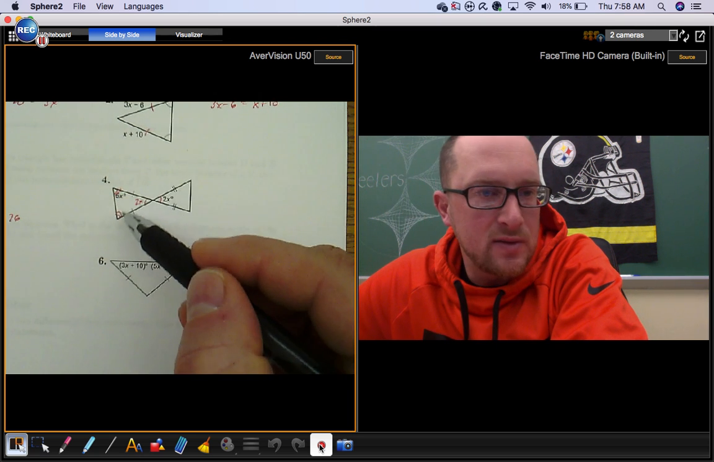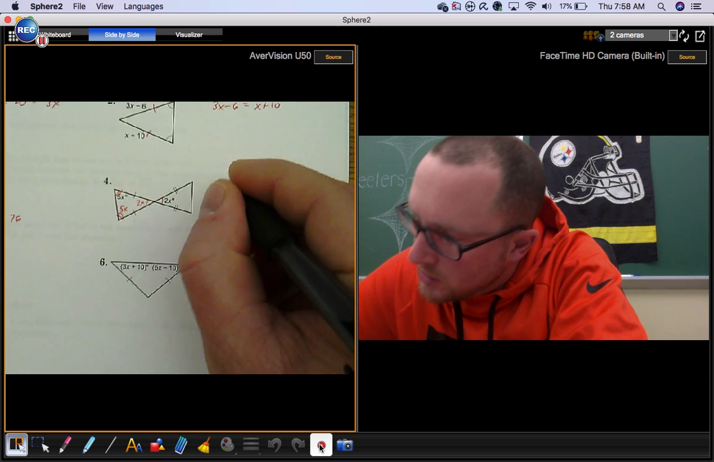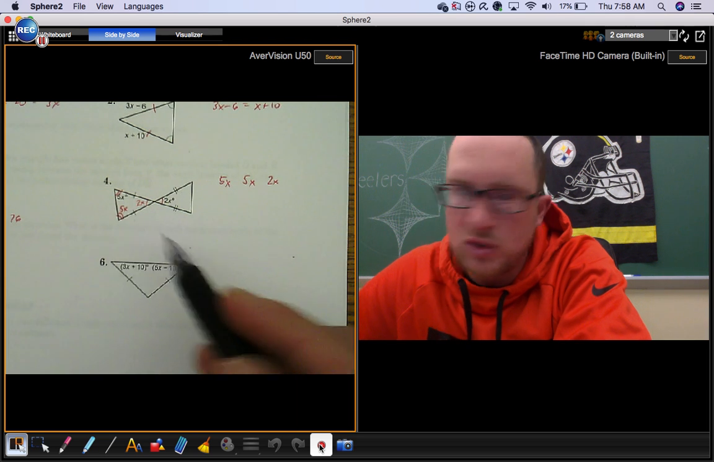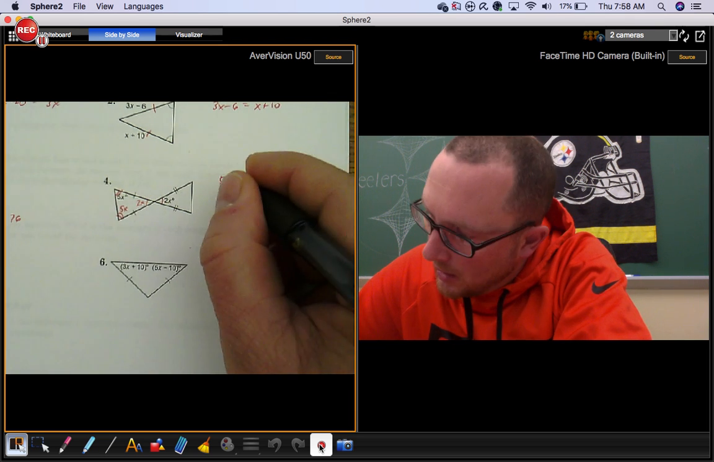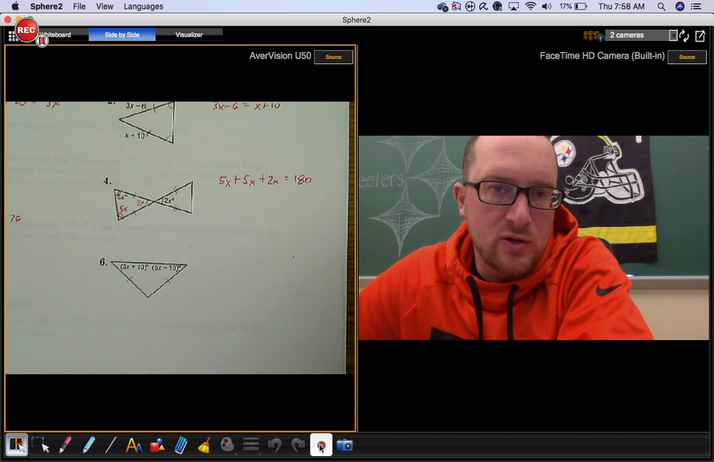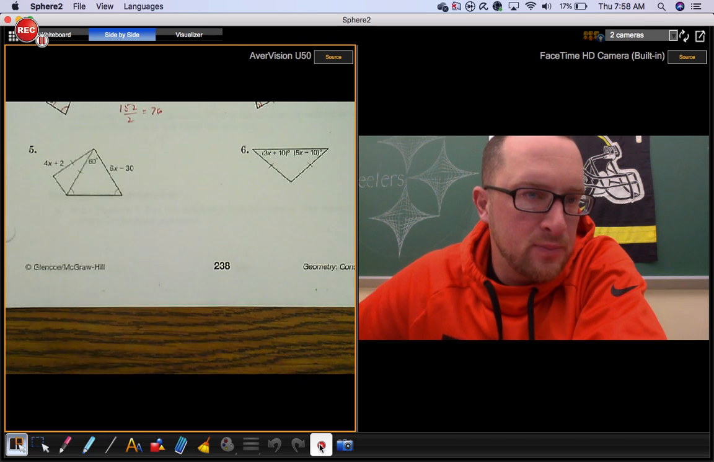And if that one's 5x, what's this one? It's 5x also. So now you know that the three angles in this one triangle are 5x, 5x, and 2x. Add them together because we know the three angles of a triangle add up to 180. Solve for x. Number five.